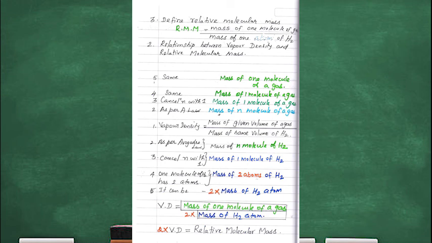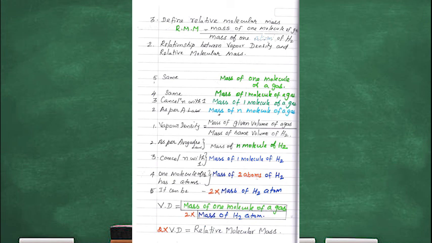Instead of same volume and given volume, you write n molecules of hydrogen, and above you write n molecules of a gas. Then next sentence: cancel n with 1. So instead of n you simply write 1 molecule, and here also 1 molecule.